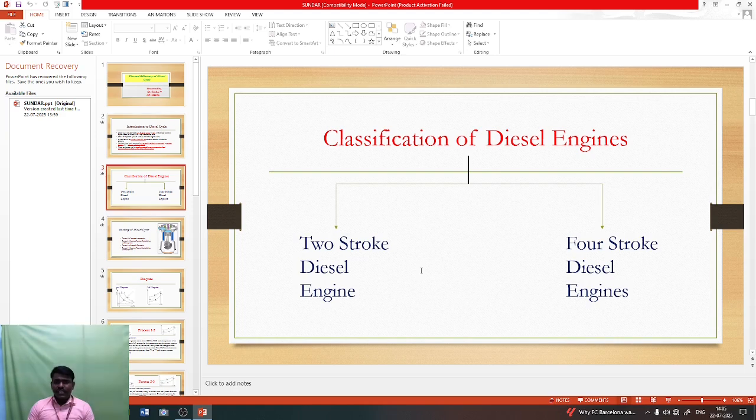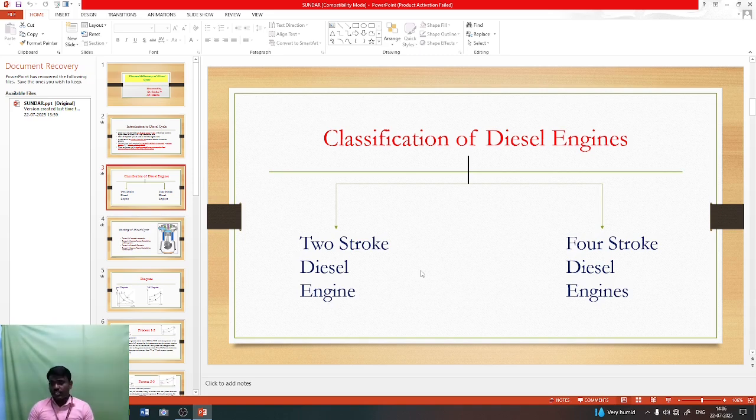Now we are going to see the classification of diesel engines. Normally we have two types of engine, the petrol and the diesel engine. Here, for the classification of diesel engines, we have two types: the two-stroke diesel engine and the four-stroke diesel engine. What is the difference between them? In the two-stroke diesel engine, the complete cycle takes place within two movements of the piston, which means one revolution of the crankshaft.